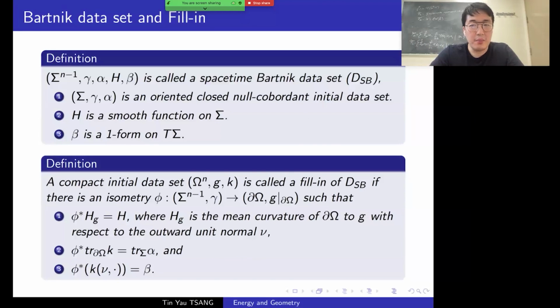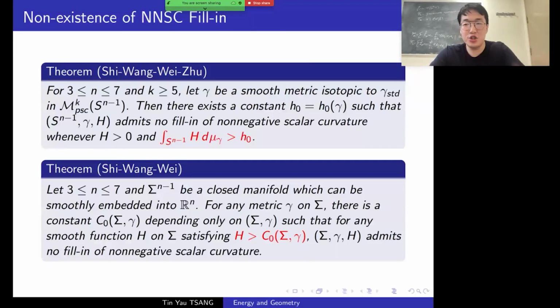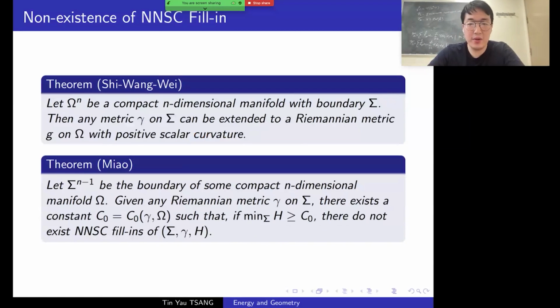So there's some partial solution in the following sense by Shi, Tam, and Wei, and of course also by Miao. In the following sense, they're saying that if the mean curvature is too big in the integral sense or pointwise sense, then given a data set, you cannot fill it in with non-negative curvature. And also there's some variation.